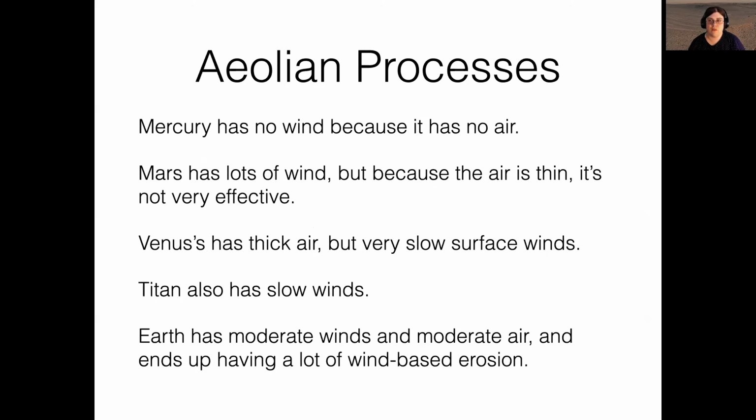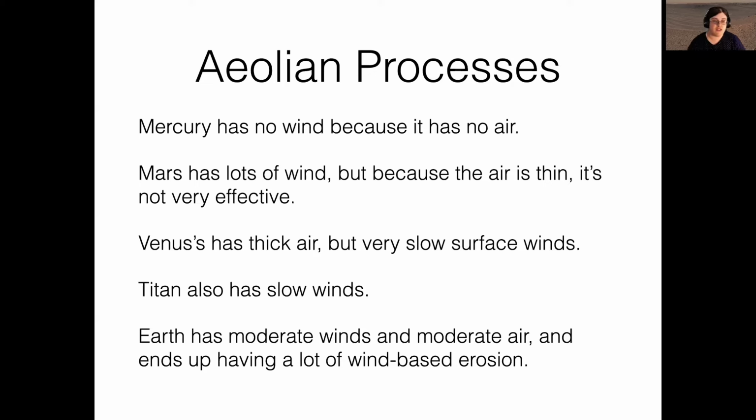So let's look at the wind-based processes first. We call them aeolian processes. So let's consider where these could occur. We need a solid surface, so that rules out the giant planets, and we need an atmosphere. So of the terrestrial planets, Mercury is just straight out. It has no atmosphere. It has no wind. The other three terrestrial planets all have atmospheres, so they can have wind, they can have aeolian processes.